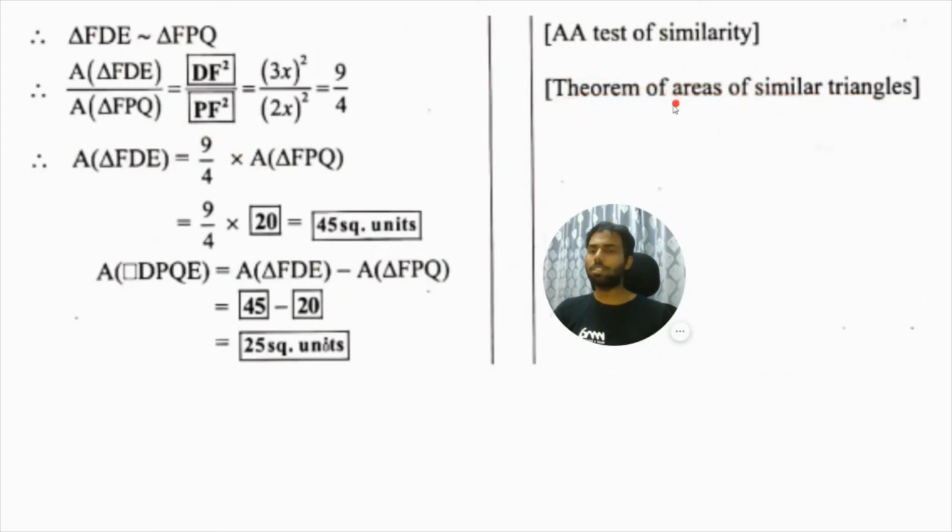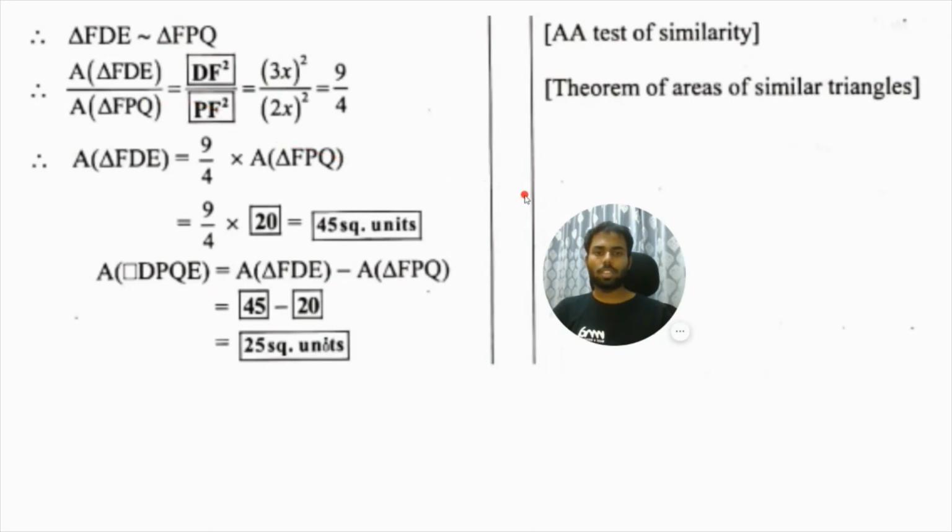What is the theorem of areas of similar triangles? Take the ratio of the areas of the two triangles and that ratio will be equal to the ratio of the squares of those sides. Okay, so triangle FDE has a side DF. Similarly, what will be the side of triangle FPQ? PF. So here DF upon PF has come. You can also look at it in the diagram.